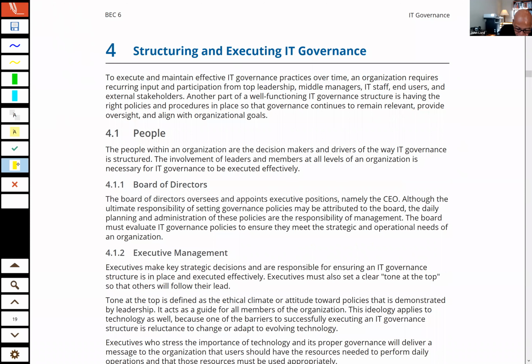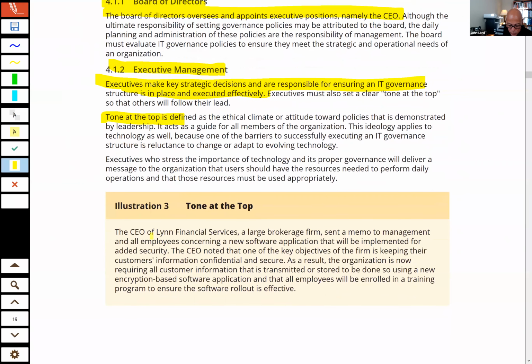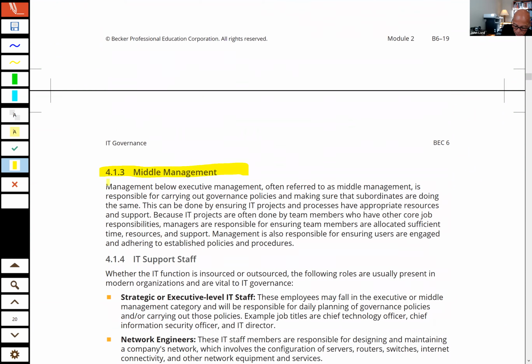And you take a look at this, and we have people within the organization ranging from the board of directors. They oversee appointed executive positions, executive management, who make key strategic decisions, right? We have the issue of the tone at the top, which I think I used that phrase earlier. I think you know what tone at the top is. And then we have middle management, people below executive management. Middle management is responsible for carrying out the governance policies.